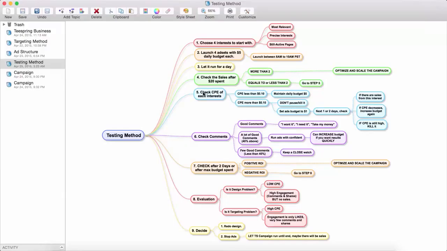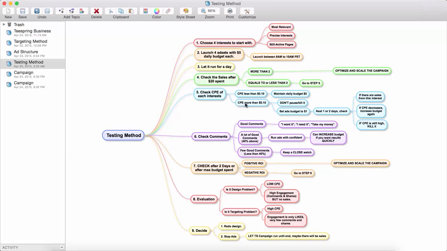You need to check the cost per engagement of each interest. So you go to the Facebook report. If the interest CPE is less than 10 cents, which means that it is good, you maintain the daily budget of $5. You don't need to change it.